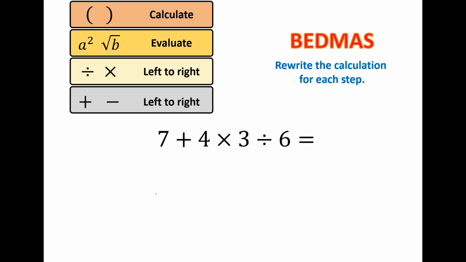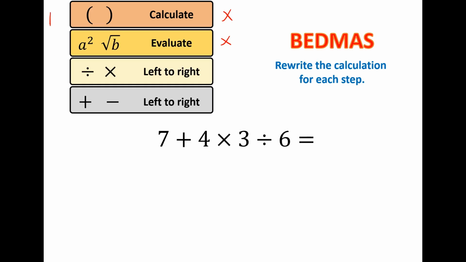So here I have 7 plus 4 times 3 divided by 6. So using the rules of BEDMAS, do we see any brackets? Nope, we don't see any brackets. So I don't have to calculate anything for that. Do we see any exponents? No, I don't see any of that. Do we see division or multiplication? Yes, we do. So I see 4 times 3 and 3 divided by 6.